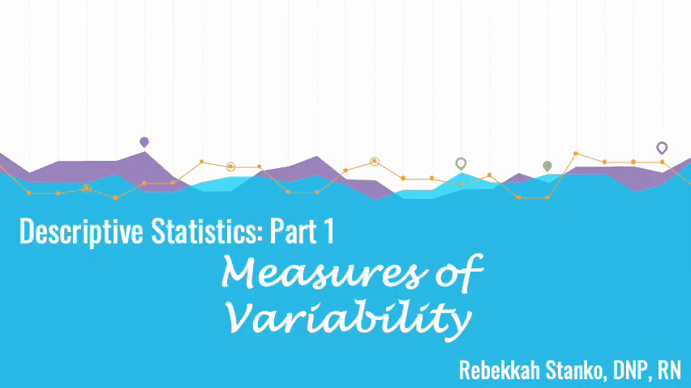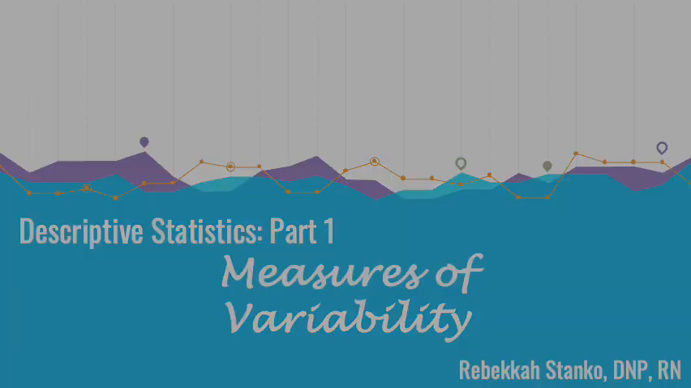This is the second lecture in our mini lecture series on descriptive statistics. In the first lecture of the series, I introduced descriptive statistics and discussed the measures of central tendency, the mode, median, and mean. In this lecture, we are going to focus on the measures of variability. In the upcoming and final lecture in this series, we will address the normal distribution and confidence interval.